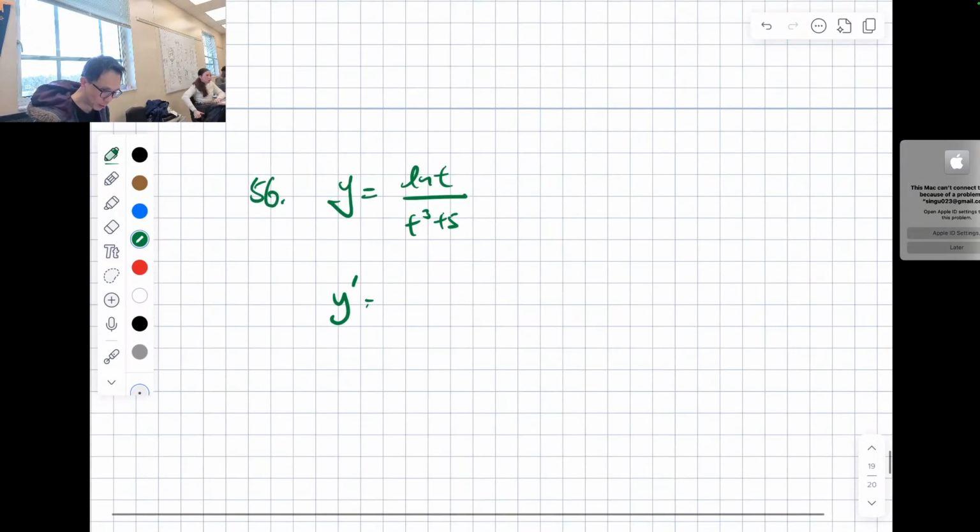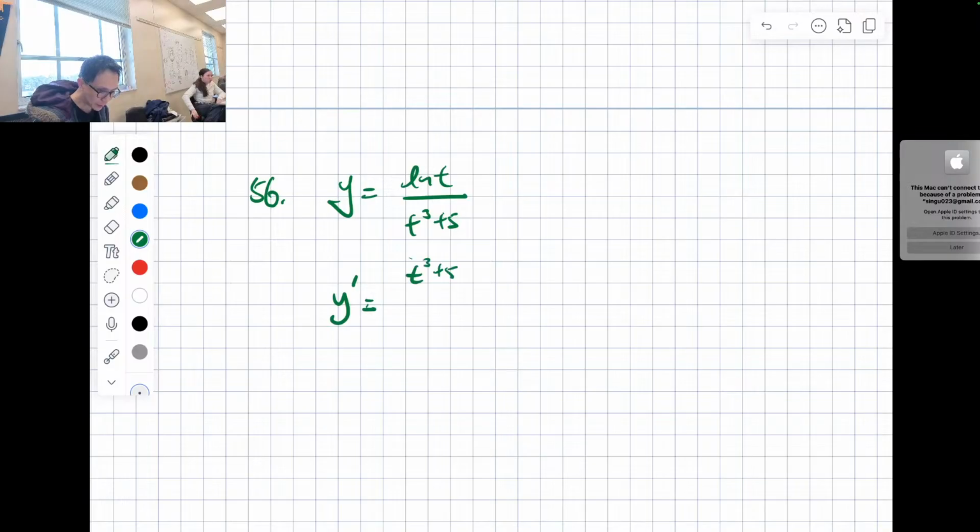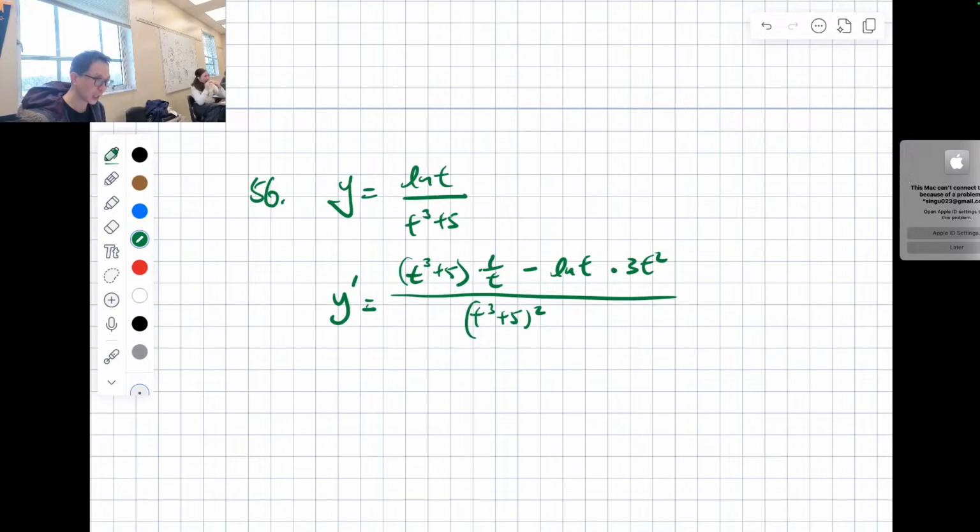So y prime is equal to low d high minus high d low over low low. And that's it. I'm happy with this. That's it? You don't have to go further. Oh, that's it? I mean, you can do further, but this is a derivative right here. I mean, you can simplify more if you want to, but I don't see the point of it.